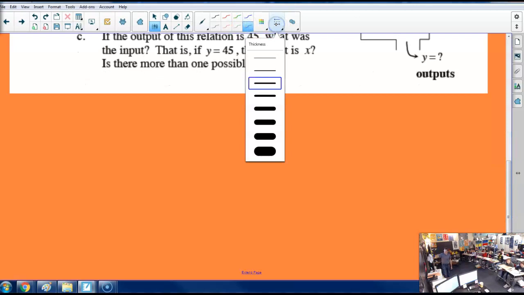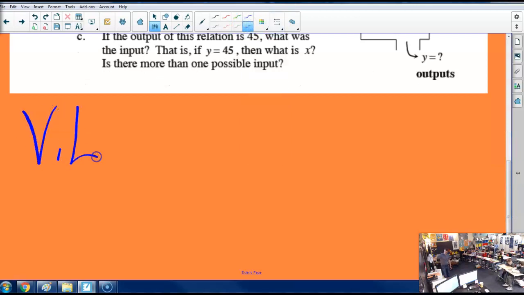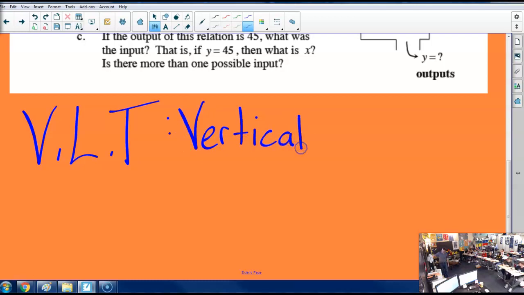Let's jump to what you need to know then. VLT. Write it down. You know what it means? Sounds like a sandwich. I get to teach you something. Is it like BLT? Is it a vegan BLT? Oh, it's not.